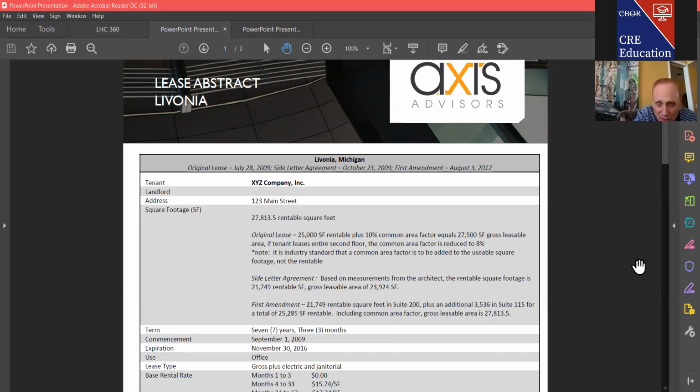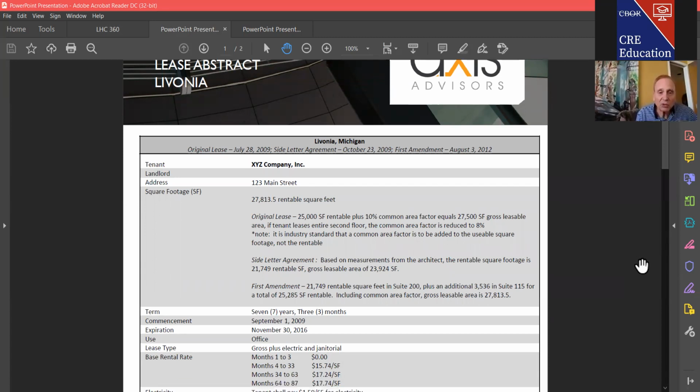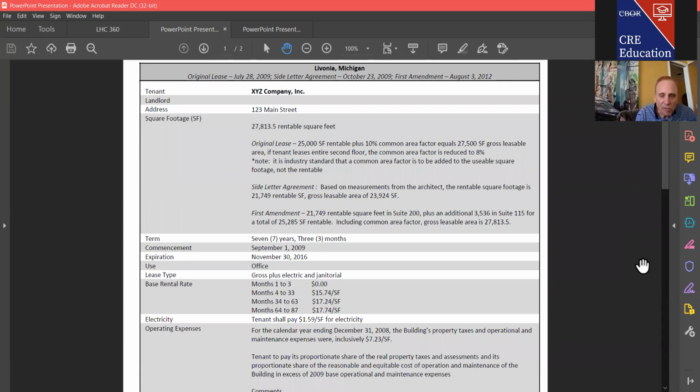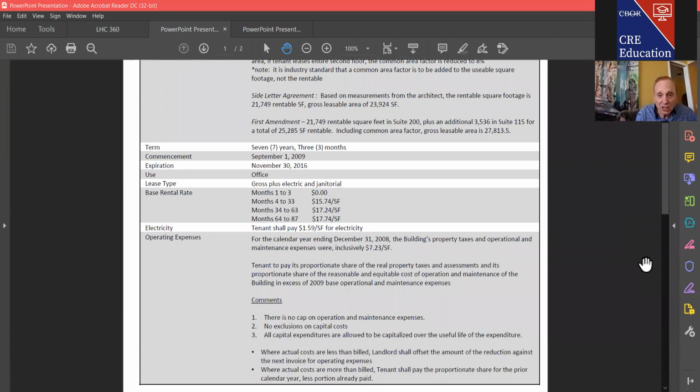And we also made and addressed the amendment, which is clearly, the lease document, and the amendments are important to take a look at. Summarize the term, gross plus electric, and the tenant had to pay janitorial. We got the rental rates. Let's go down this slide a little bit right now. Electricity. And then operating expense is usually a big thing to study, to take a look at.